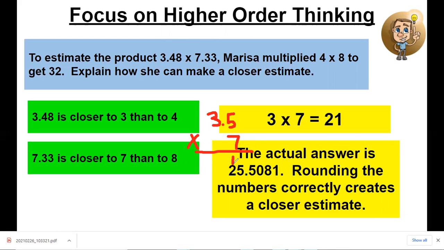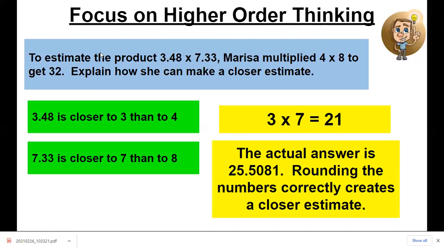5 times 7 is 35. Put down the 5, carry the 3. 3 times 7 is 21, 22, 23, 24. I have one number past the decimal, so I need to put it right here. So 24.5, and our real answer was 25.5. So we are very close. So that's how you can get closer. Estimation is a great skill to have.